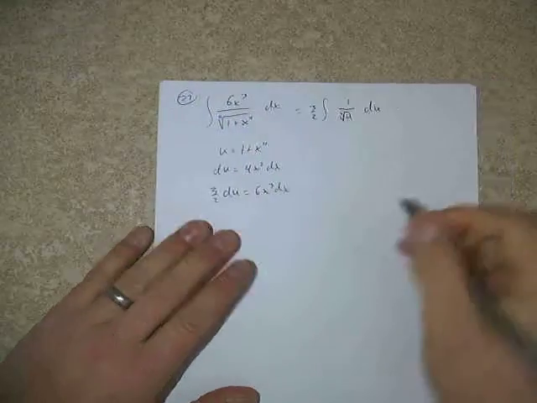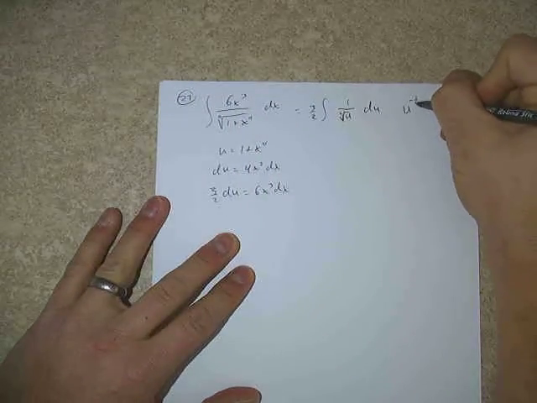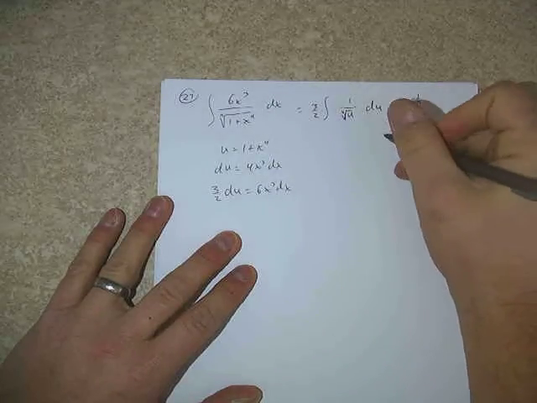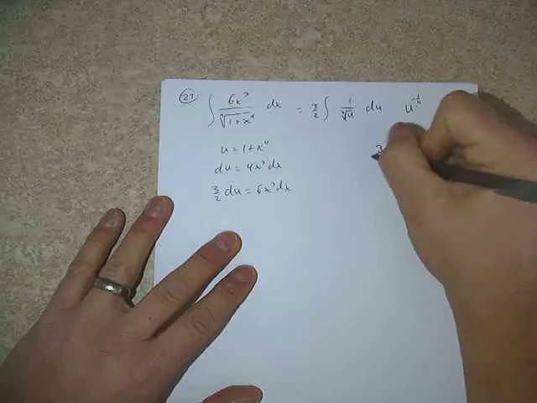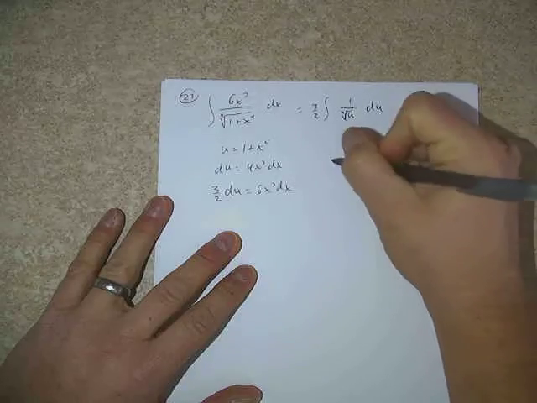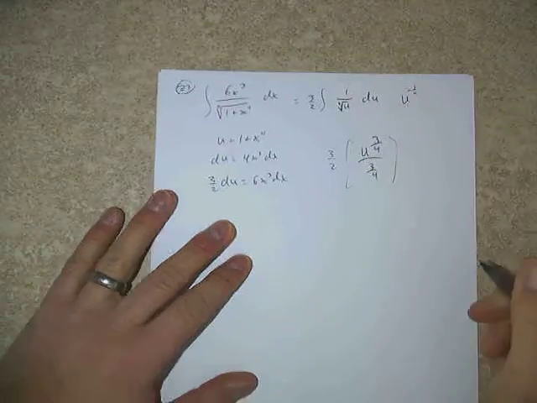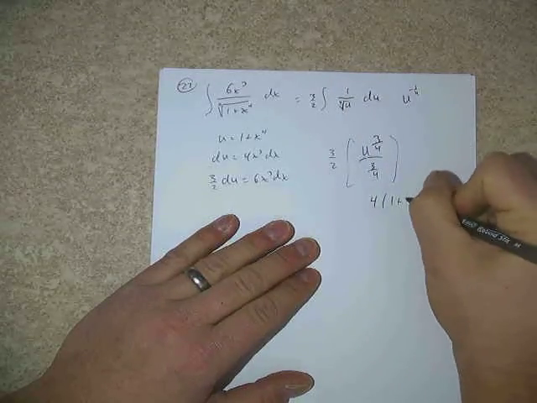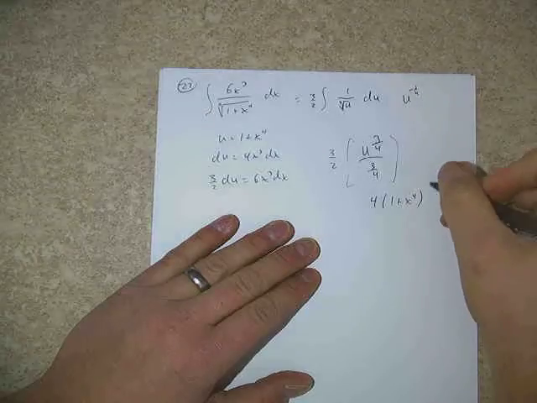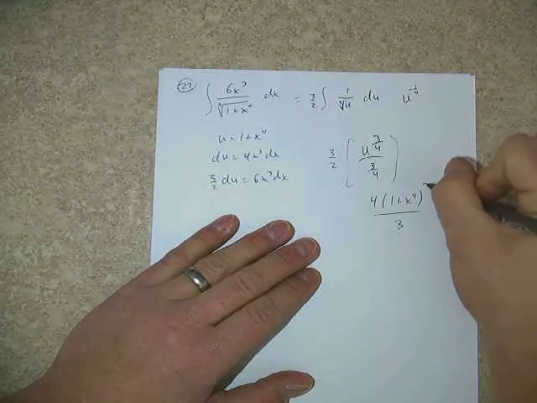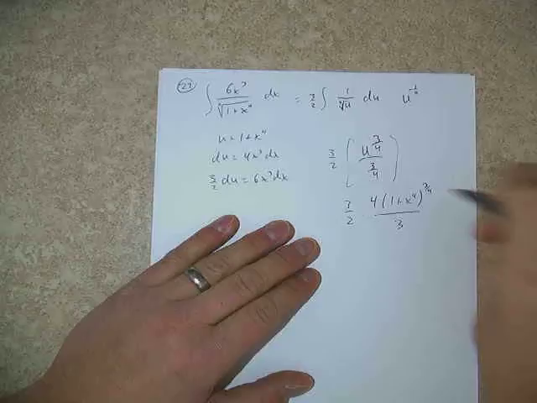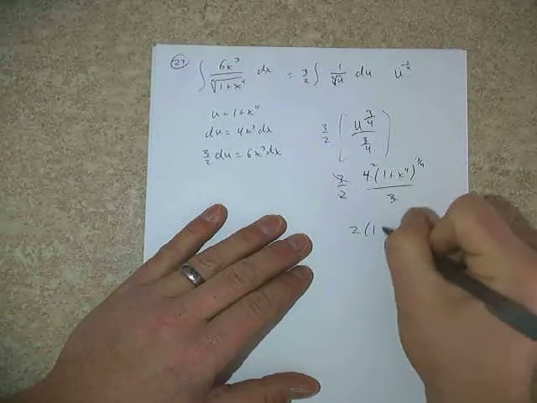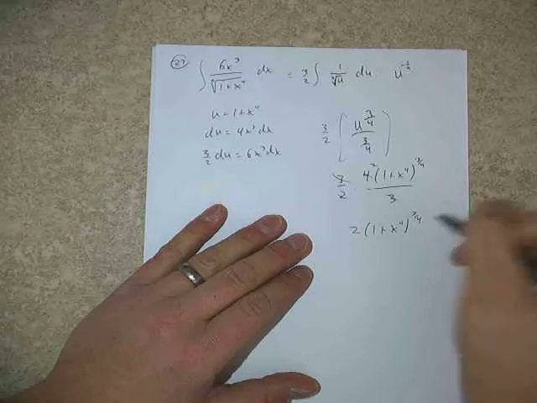And then for the antiderivative, keep in mind that the integrand here is u to the negative 1/4. So if we anti-differentiate that, we're going to add 1 to it, and we're going to get u to the 3/4 divided by 3/4. Keep in mind there's a 3 halves out in front of all this. And then from there, if we simplify, we get 4 times our argument, 1 plus x to the 4th, to the 3/4 over 3. Keep in mind again, there's still a 3 halves out in front. So the 3's cancel out, the 4's and 2's cancel out. You get 2 times 1 plus x to the 4th to the 3/4.